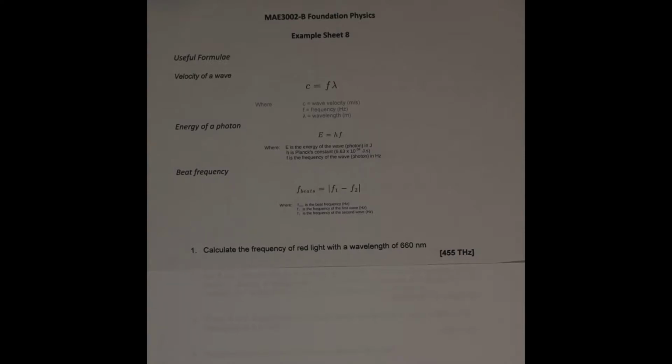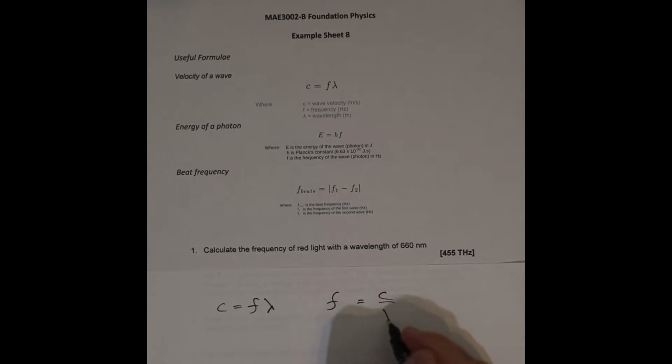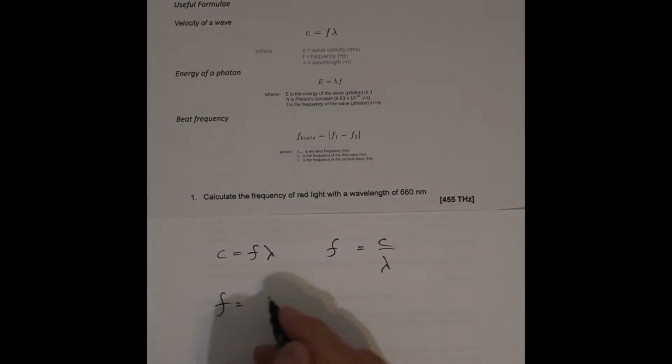So as always, if we want to find the frequency of a wave, if we know the wavelength and we know the speed of the wave, then we are using the equation c equals f lambda. So in this case, f is equal to c divided by lambda. So we just put the values into this equation. So this is the electromagnetic wave. So we know that c is going to be equal to 3 times 10 to the power of 8 meters per second. And the wavelength of the light is given as 660 nanometers. So just be careful, that's 660 times 10 to the minus 9 meters. Nano is times 10 to the minus 9.